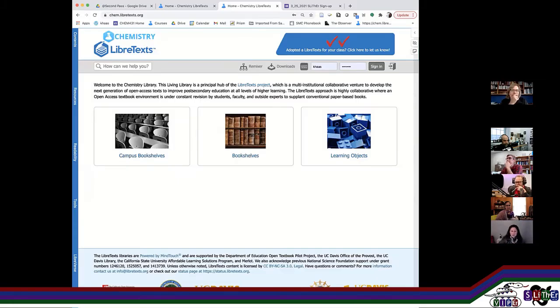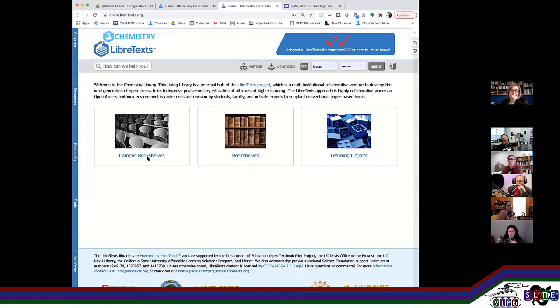For new users, let me just point out there's basically three. Once you go into the chemistry Libretext, there's two main places where you put textbook material. The bookshelves is literally a library of resources. And then campus bookshelves are things like Chip just described, where he has built something specifically for his course.